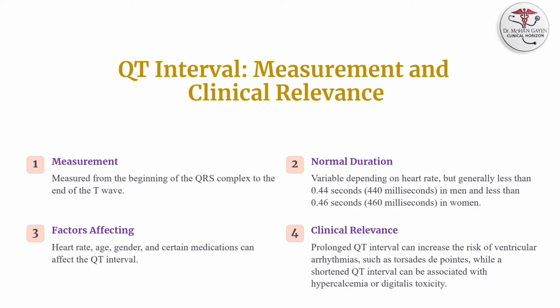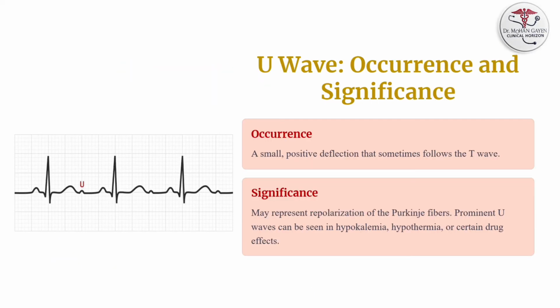women. A prolonged QT interval is concerning as it increases the risk of ventricular arrhythmias, including torsades de pointes, which can lead to sudden cardiac arrest. Factors such as electrolyte imbalances, medications, and genetic conditions can affect the QT interval, making its measurement critical in clinical practice. U wave, occurrence and significance.